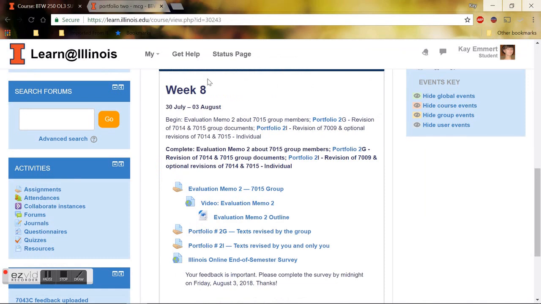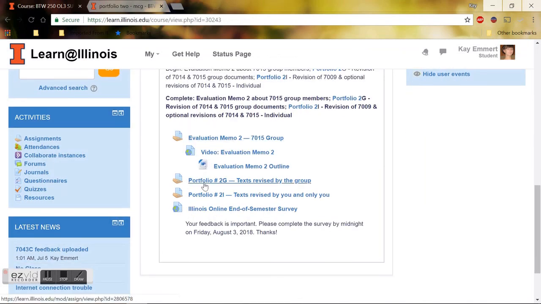Okay, so here are our submissions. So remember that Portfolio 2G, only your group manager should be submitting the group project. And then at any time, you are able to submit Portfolio 2I. It's due a day after the group portfolio, so that you're able to revise the group documents for yourself if you want to. But if you decide early on that you're not going to revise 7014 and 7015 on your own, you can start working on 2I. You could probably even submit that the moment that you get feedback on 7009 back, okay?